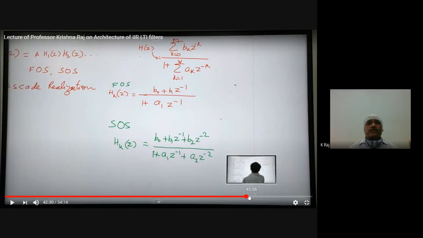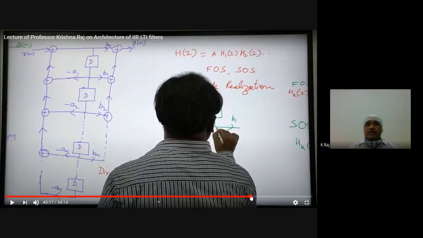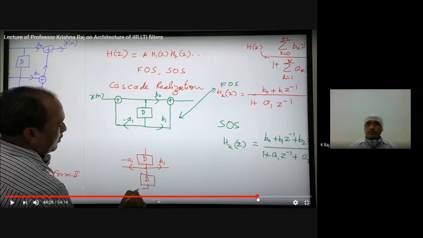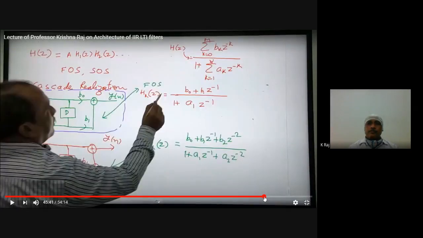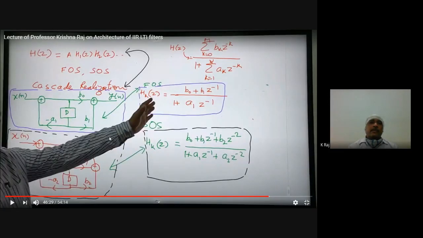Now using the first order section and the second order section, the total system function will be described in a graphical manner here. See, this is the architecture related to the first order section, and the second one is derived here for the second order section, and this is the first order section.